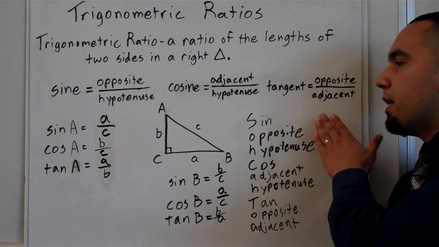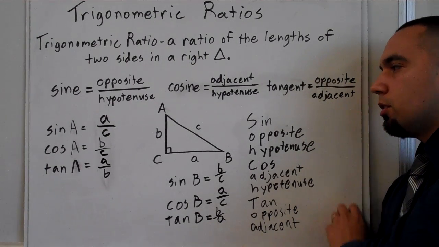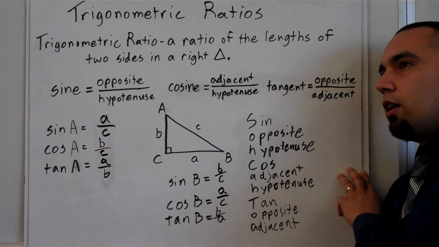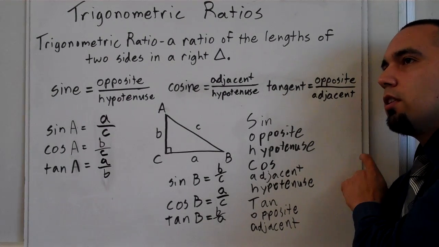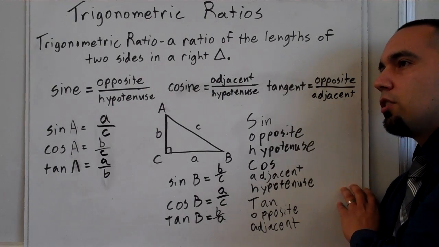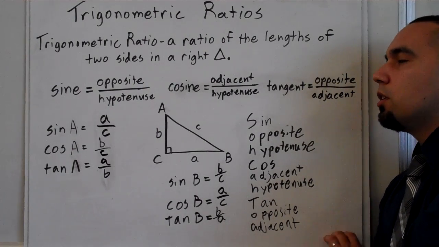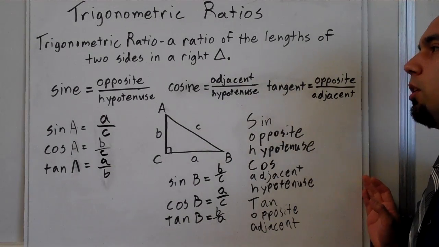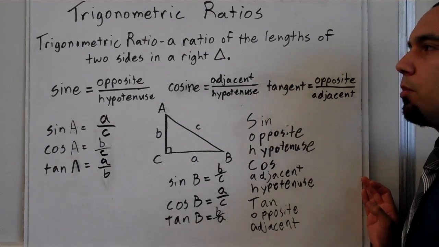The main thing to remember is SOHCAHTOA. Sine is opposite over hypotenuse. CAH, that's cosine is equal to adjacent over hypotenuse. TOA, that's tangent is equal to opposite over adjacent. This little acronym is helpful. It can help you go through them real quick and memorize them.